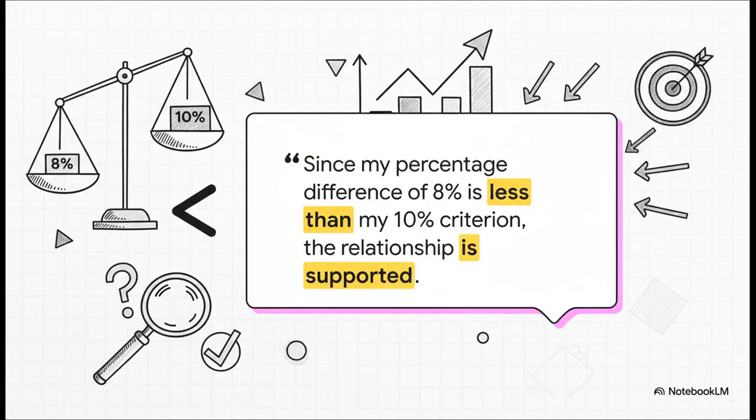And honestly, you can pretty much just memorize this sentence. It leaves absolutely no doubt. Since my percentage difference of, say, 8% is less than my 10% criterion, the suggested relationship is supported. If it's bigger, you just say it's not supported. It's that simple. That explicit comparison is what they're looking for.